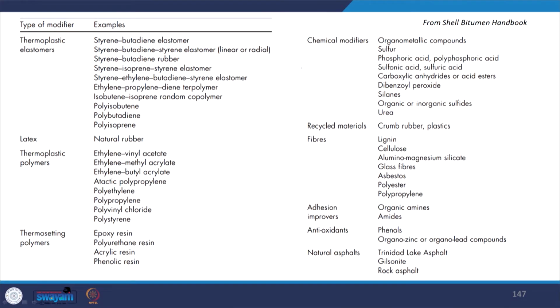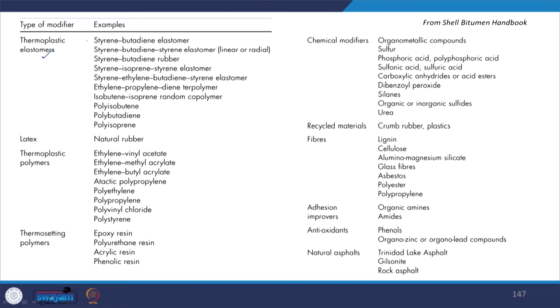If we see a list given in the Shell Bitumen Handbook, it has outlined various modifiers that have been researched in the area of bitumen. So, you can see we have thermoplastic elastomers. Now, this is a group of very successful modifiers which are used for preparation of modified bitumen.